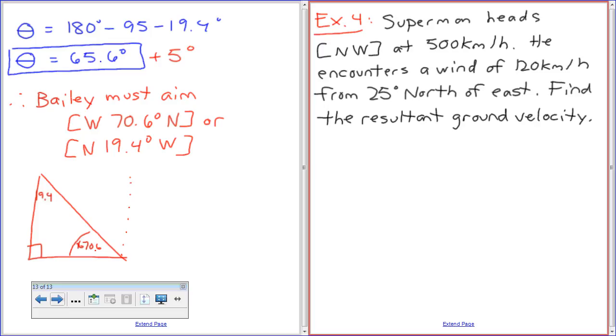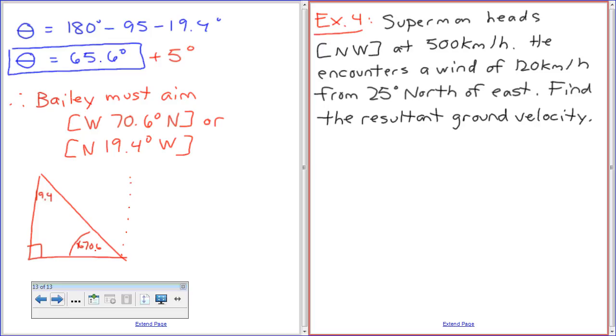Let's envision Luke as Superman. Luke is flying through the air at 500 kilometers per hour. There's a wind blowing, so he's going to be pushed to the side. What the ground velocity means is, if I am looking up at Superman from the ground, how fast is he going? Superman wants to go at 500 kilometers per hour, that's what he's traveling.